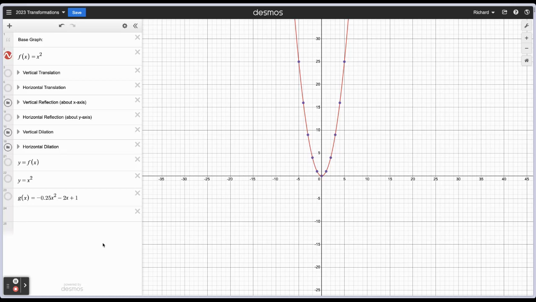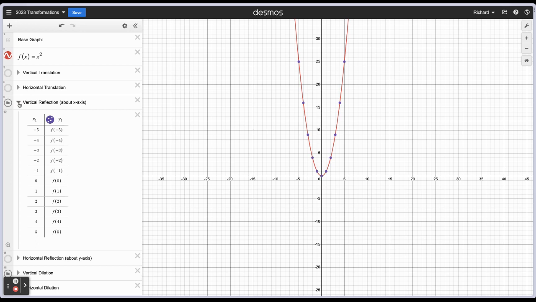This transformation is called a reflection. And a reflection is when we either change the inputs, the x coordinates, or the outputs, the y coordinates, by changing the sign, i.e. from a plus to a minus or a minus to a plus. Let's see what it looks like. We're going to look at vertical reflections first.